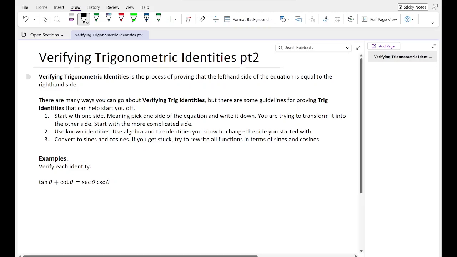Verifying trigonometric identities is the process of proving that the left-hand side of the equation is equal to the right-hand side. There are many ways you can go about verifying trig identities, but there are some guidelines for proving trig identities that can help start you off, especially if you're not sure where to start off.